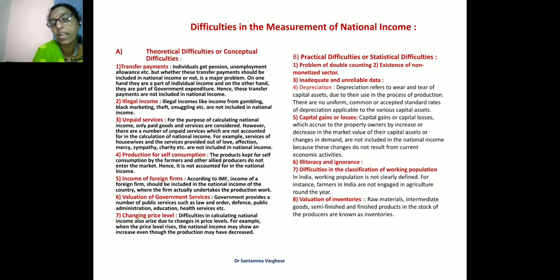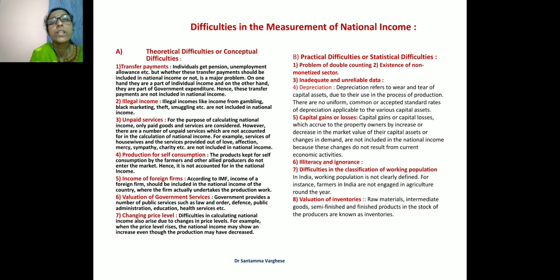Then inadequate, unreliable data. The people in fisheries, animal husbandry, forestry, construction work and small enterprises are not keeping the data in the proper way and they are not calculating this. So that is a difficulty for the measurement of national income. Next, the fourth one is depreciation. Depreciation refers to the wear and tear of capital assets due to their use in the process of production. There is no uniform, common or accepted standard of rates of depreciation applicable to the various capital assets. So it is a difficulty.